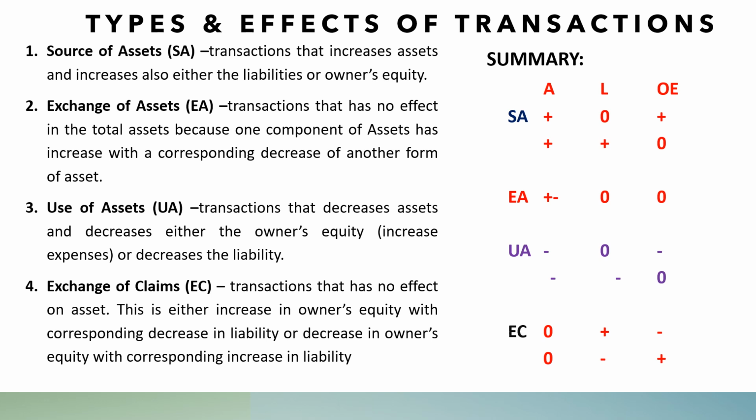Analyzing these four types, it's very easy for students to identify SA, EA, and UA because when we say SA, there is an increase in assets. EA, only assets are affected. UA, there is a decrease in assets. For EC, or exchange of claims, there should be an understanding that there is no effect on assets, so only the liabilities and owner's equity components are affected. In the next slide, we will illustrate samples of these cases.